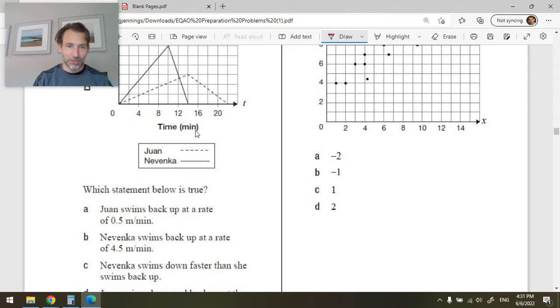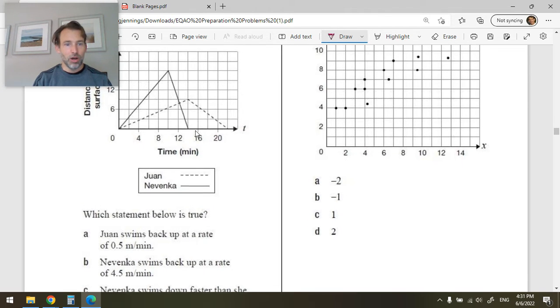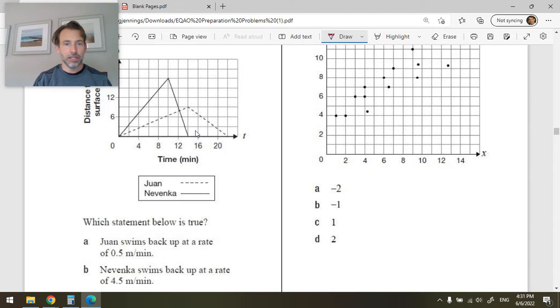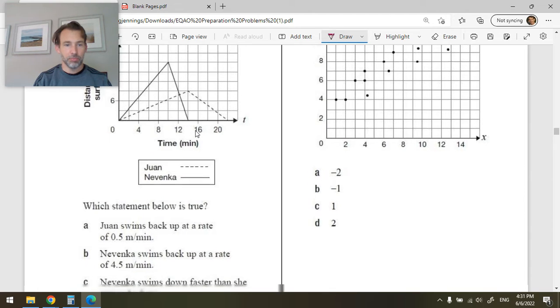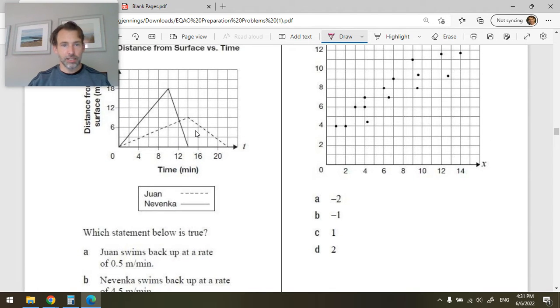All right, which statement below is true? Juan swims back up at a rate of half a meter per minute. Well, let's test and see if that's true.